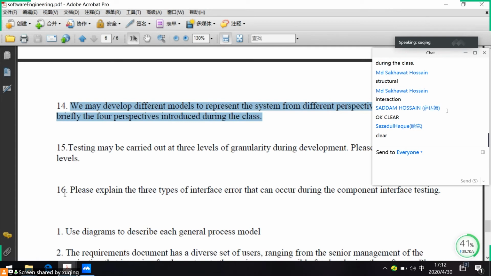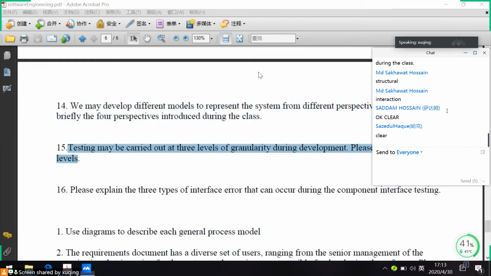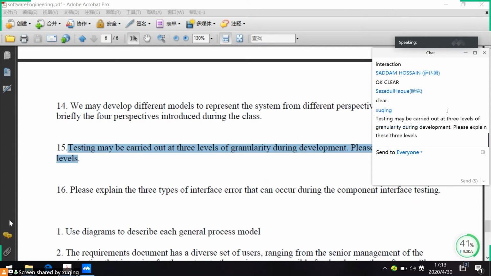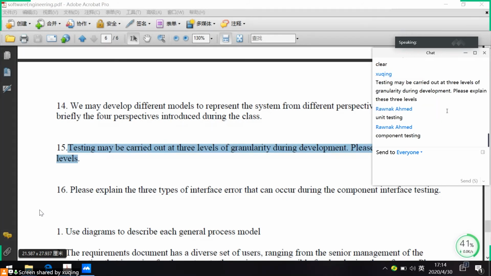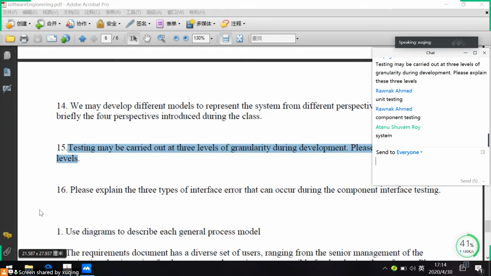Oh, this question is an old question. We have mentioned it for at least 5 times, I think. So any ideas about this one? Three levels of granularity. It is in the 8th chapter, software testing. Unit testing. Yeah, Ramnath, you're right. Unit testing, component testing, and system testing. Thank you very much, Ramnath and Roy.